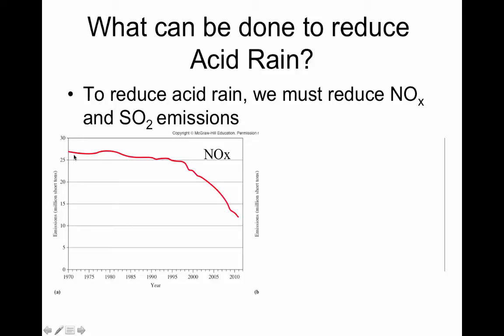In 1970, the NOx emissions were about at their peak, and you see they remained fairly stagnant for about 20 years, and then after 1990, when the Clean Air Act went into effect, we start to see a reduction. Let's think of what happens to reduce the NOx concentrations.